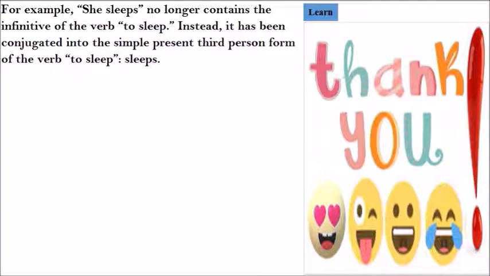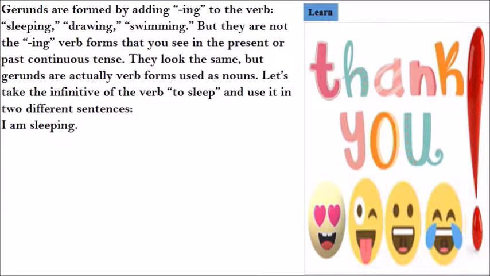It is the simplest verb form that you have to modify to fit into sentences. For example, "She sleeps" no longer contains the infinitive of the verb "to sleep." Instead, it has been conjugated into the simple present third-person form of the verb "to sleep": sleeps. Gerunds are formed by adding -ing to the verb: sleeping, drawing, swimming. But they are not the -ing verb forms that you see in the present or past continuous tense. They look the same, but gerunds are actually verb forms used as nouns.